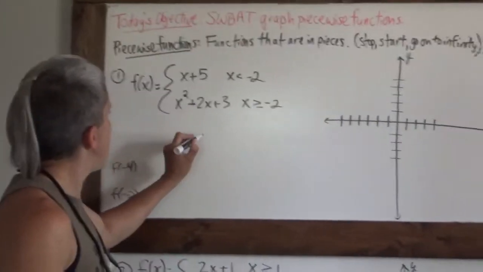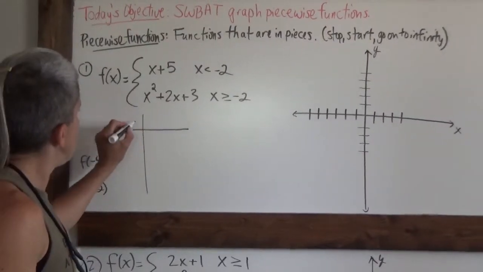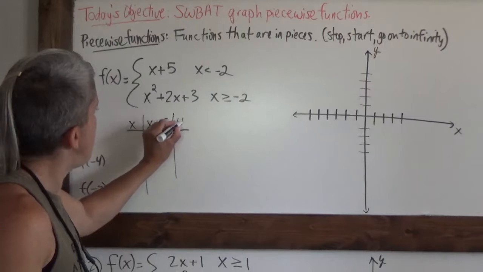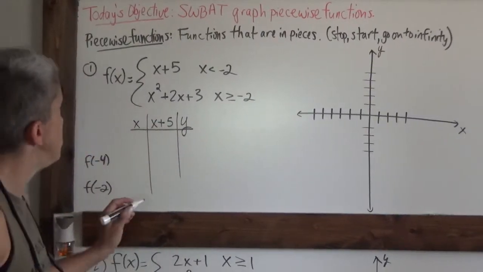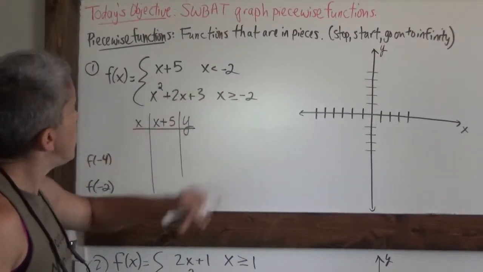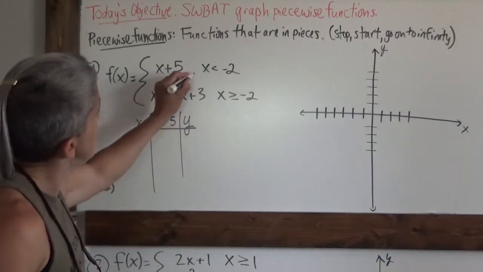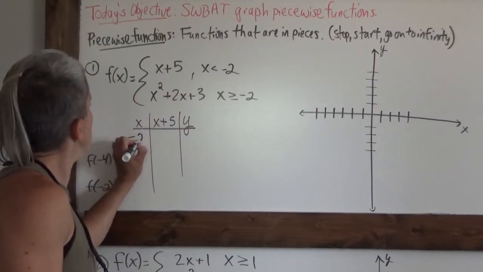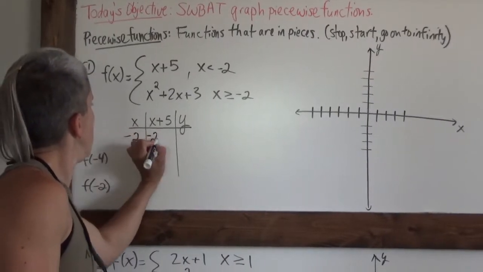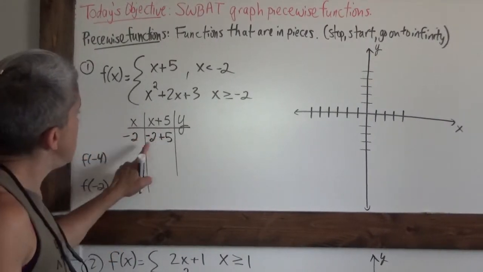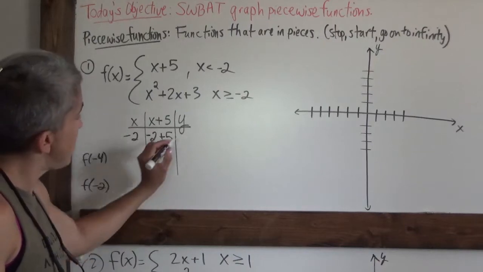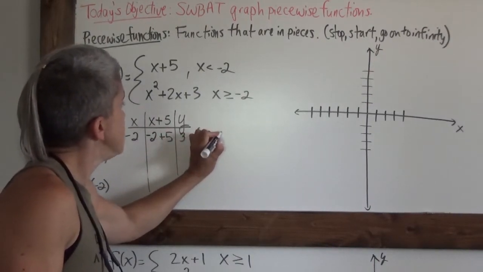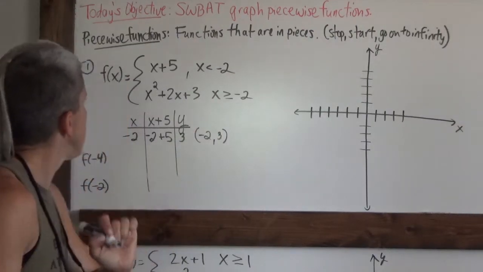So I want to graph x plus 5. I'm going to have my x column, my equation, and then my output, because I'm going to be plotting a couple of points. So I'm going to be starting with whatever it says in my restriction. Here it says I need to start with negative 2. I plug in negative 2 for x, I have my 5, and I get 3. So the point that I would plot is negative 2, 3.